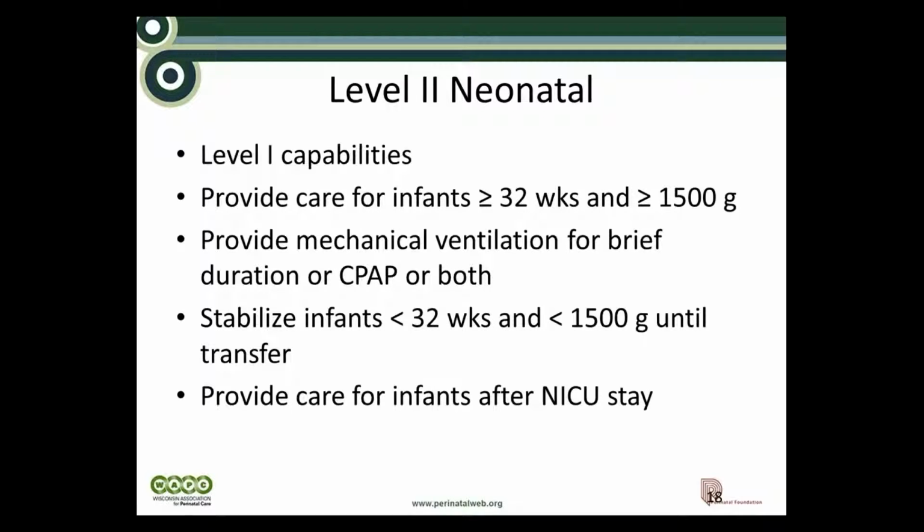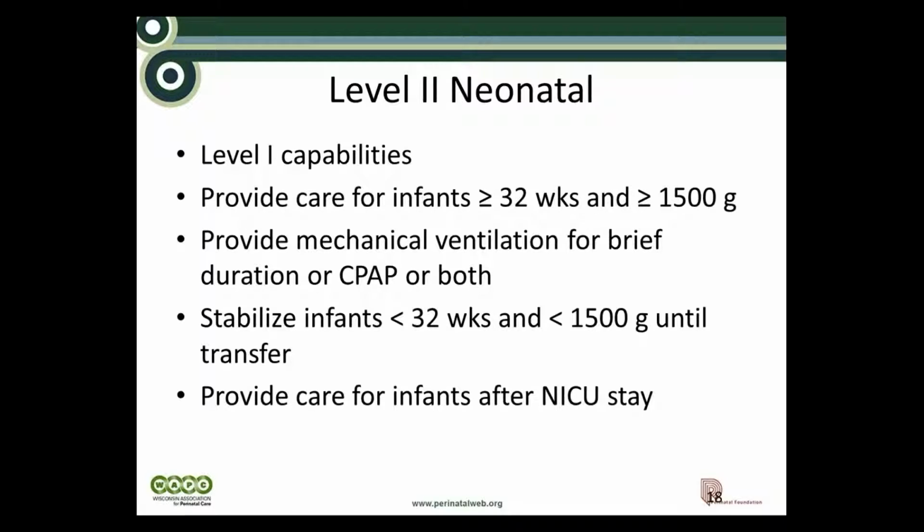When you get to a level 2, again, they should have the level 1 capabilities, but here the AAP was pretty strict about the gestational age and birth weight. So you see provide care for infants greater than or equal to 32 weeks and greater than or equal to 1,500 grams. In addition, they should be able to provide mechanical ventilation for brief periods of time or CPAP or both, and they define the brief duration as less than 24 hours.